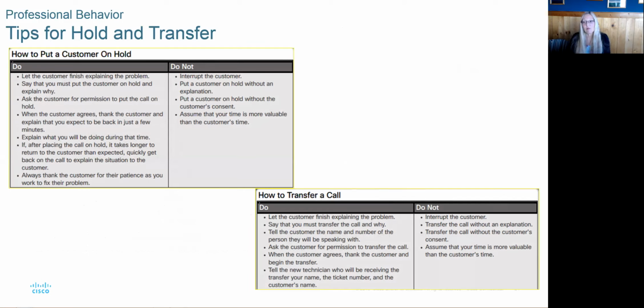So there's some good information about putting people on hold and transferring calls. It's very important. But make sure that you ask, do you mind if I put you on hold, or just one moment? Just make sure that you've got a good rapport, and that you're not doing this rudely. And thank them for their patience while they were on hold. And explain to them, if it takes a long time, pick up the phone, say, I'm sorry, it's taking a little bit longer. Do you mind holding a little bit? I'm working on this.